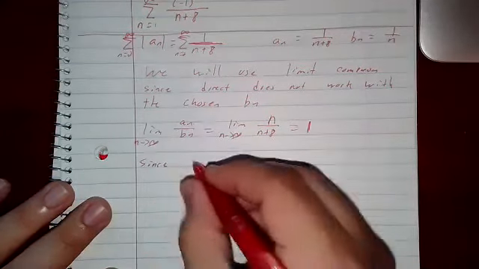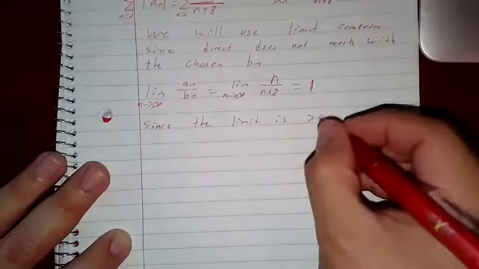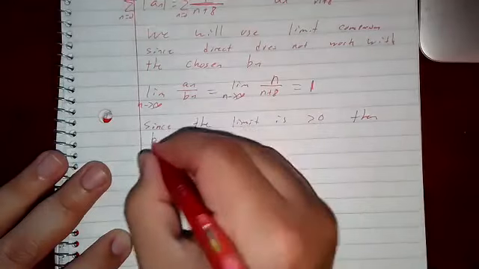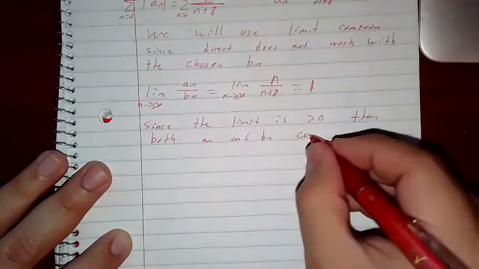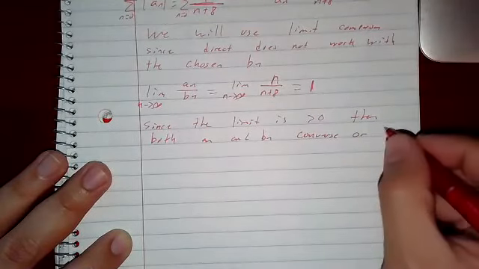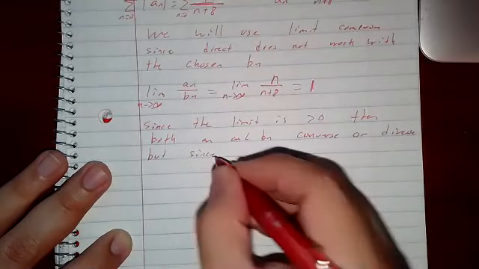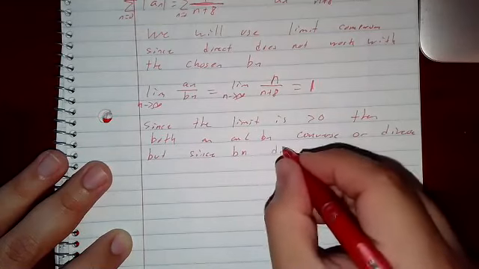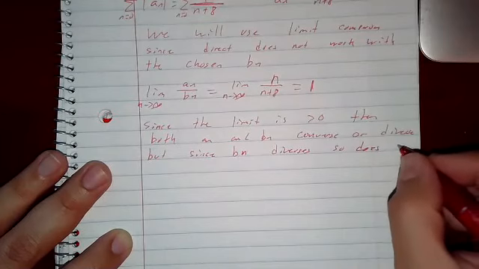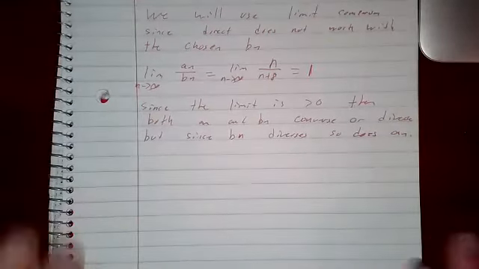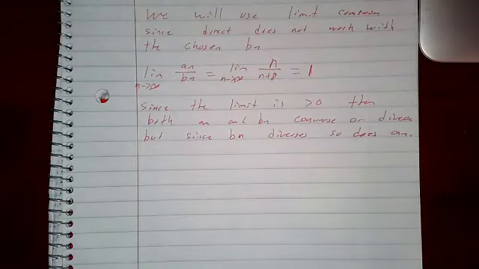Since the limit is greater than 0, then both An and Bn converge or diverge. But since Bn diverges, so does An. So this tells us that the series does not absolutely converge.